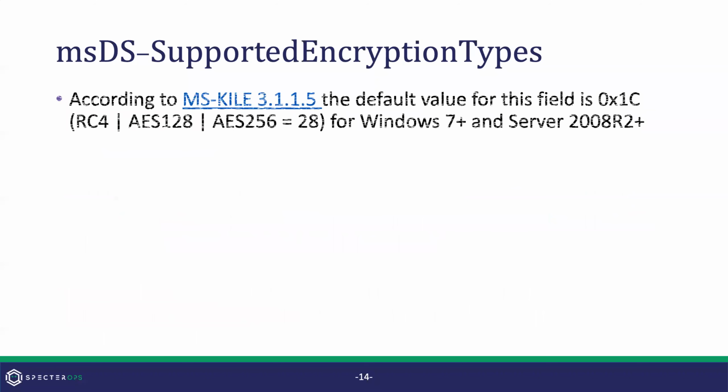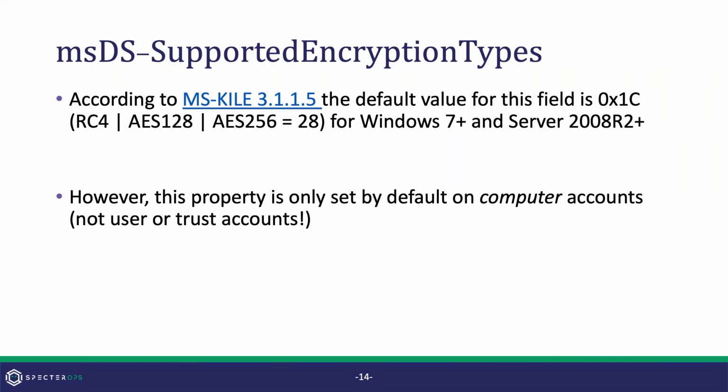Going a little bit deeper, according to more Microsoft documentation for MS-KILE, the default value for this field is hex 1C. So this is a binary OR of RC4, AES-128, and AES-256. This is the default value for Windows 7 and up and Server 2008 R2 and up for these operating systems.